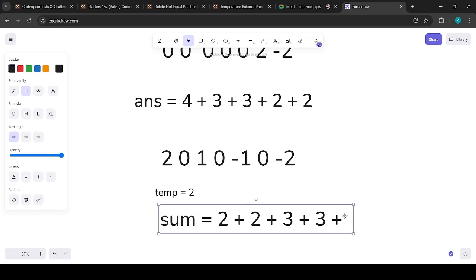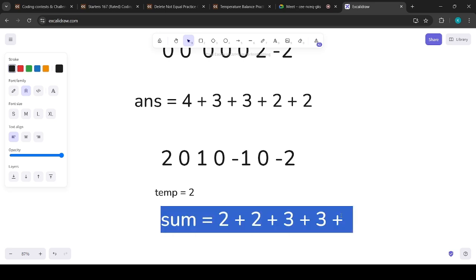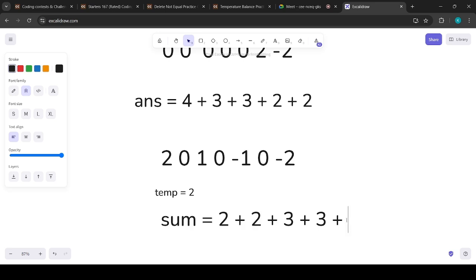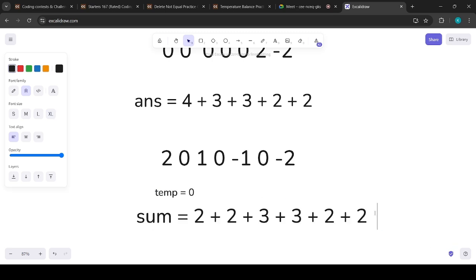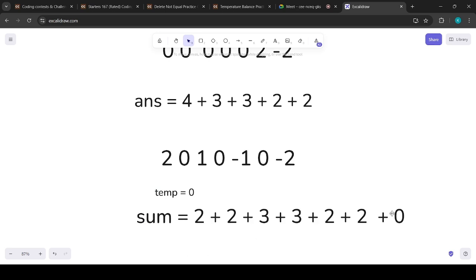And I am adding 2 to my answer. After that, temp will remain the same, so also I am adding 2. And at the last point, it will become 0. So you can say that the sum of all these is 14.